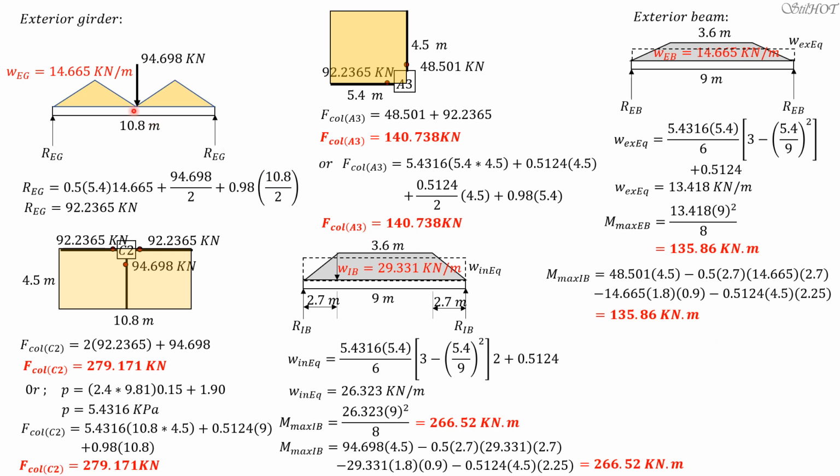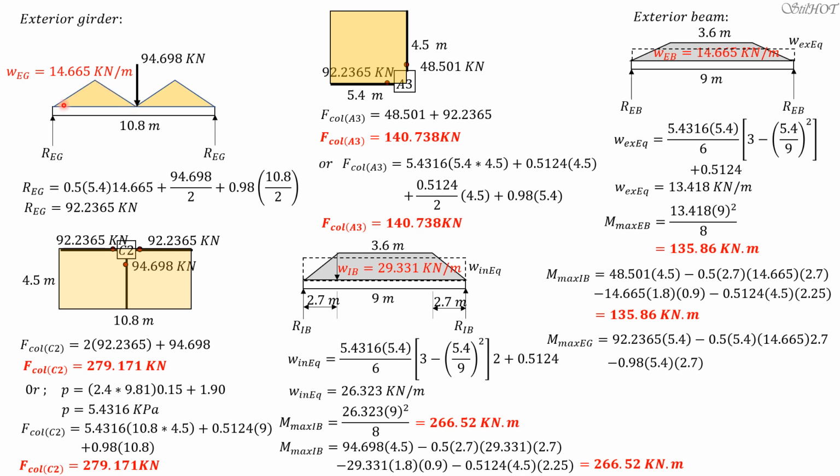Then for the exterior girder, you can see the loading here. We cannot use the equivalent load method anymore because there is a concentrated load at the midspan. So instead, we compute the moment at the center of the exterior girder, where maximum moment occurs, by the basic method. That is, we simply sum up moments about the center. We know already the reaction is 92.2365, and its distance from the center is 5.4.